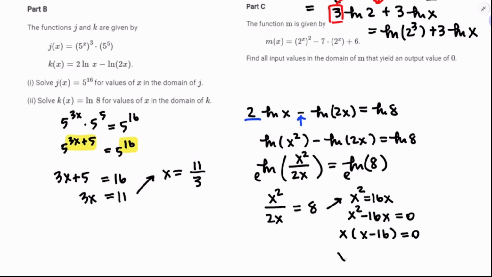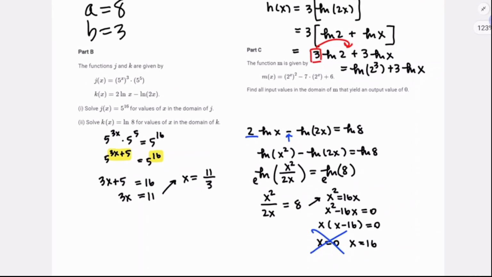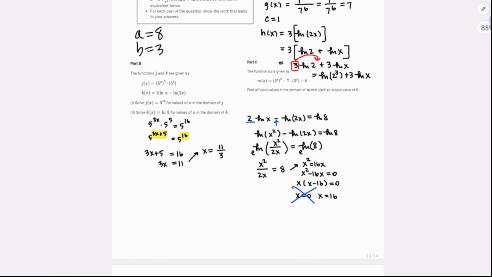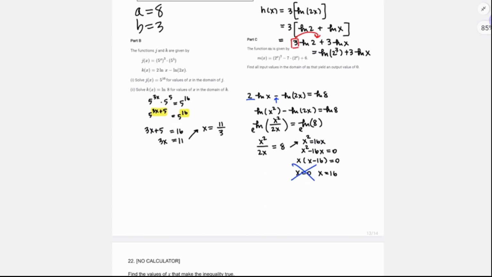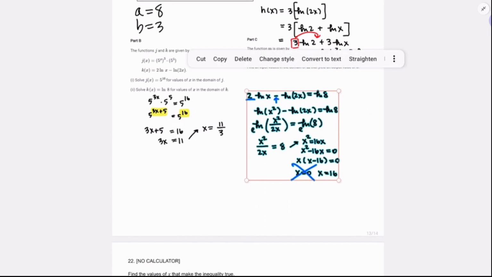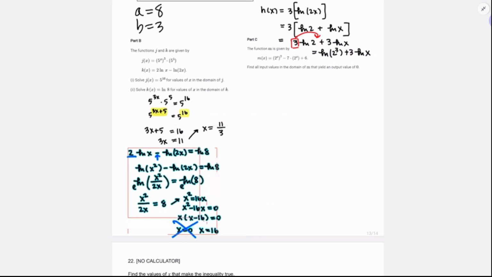So that's going to be x equals 0 or x equals 16. x equals 0 is not in the domain of k, right? Because I'd be taking a natural log of 0. So that's an extraneous solution, and I'm going to get rid of it. x equals 16 only. I haven't done part C yet, but I'll do that once I get over here. I'll just move that out of the way.